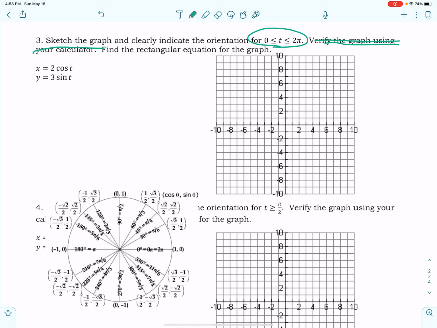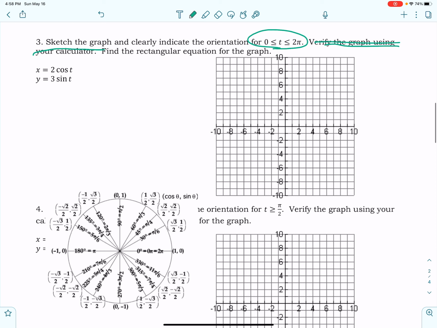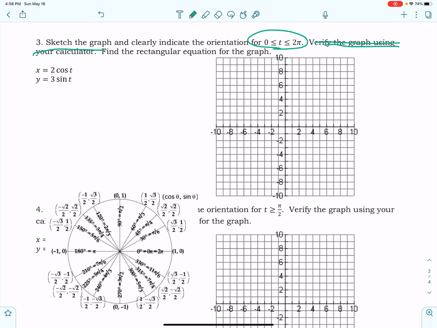And then we're going to find our rectangular equation for the graph. All right, so if you'll notice, I've got my unit circle right down here just to use as reference for this problem. I've embedded it in the paper here. I want you to firstly recognize that we're going to have to create a table of values again, just like we did on the other problems, so that we can get an accurate graph.